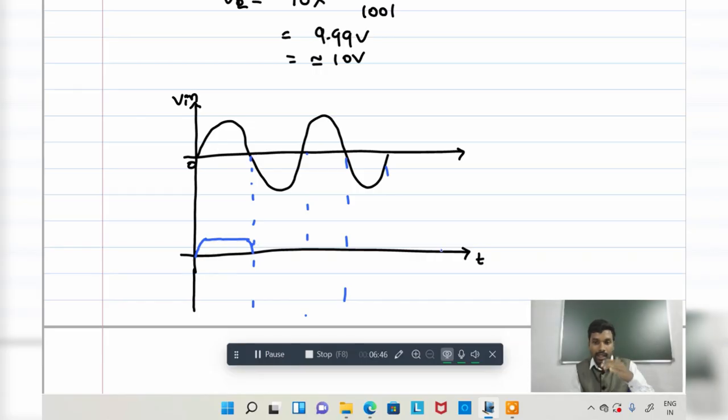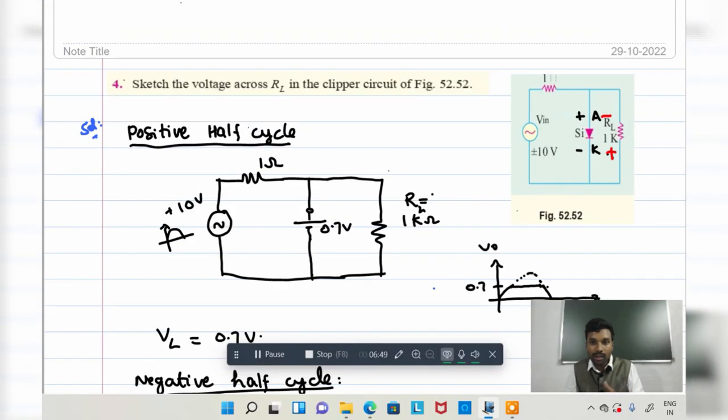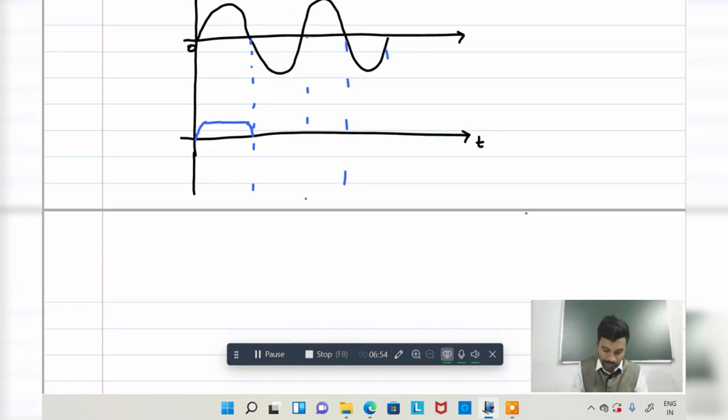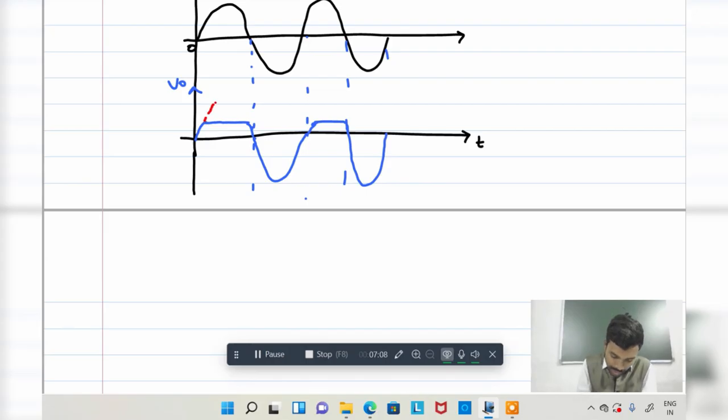In the negative half cycle, what amount of voltage is present in the input? 10 volt, and this 10 volt is present across the load. There is no clipping in the negative half cycle; the negative half cycle is there as it is. Again the positive is clipped, and again the negative half cycle is present. This is the output waveform V0. This portion is clipped, and this portion is clipped. This is the waveform of the output voltage across RL.